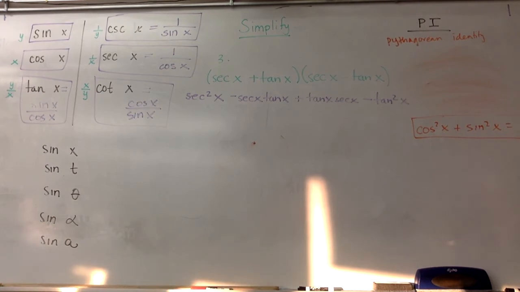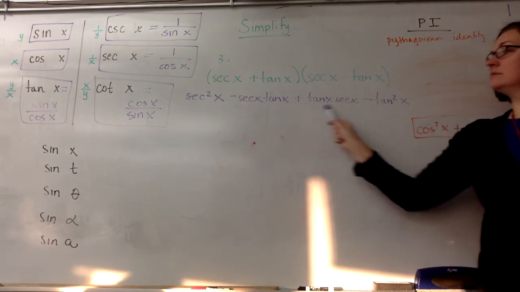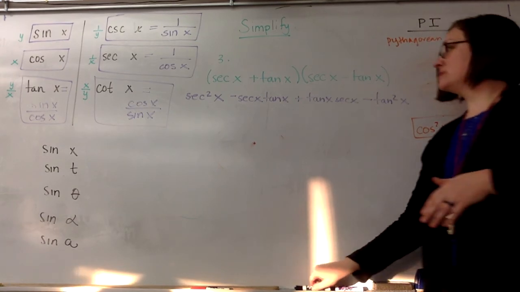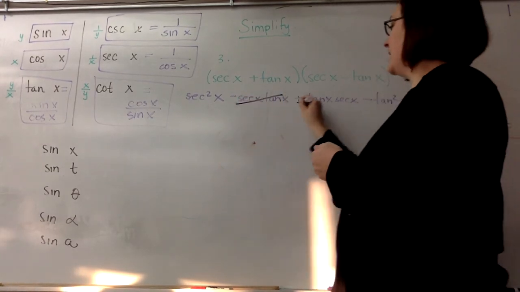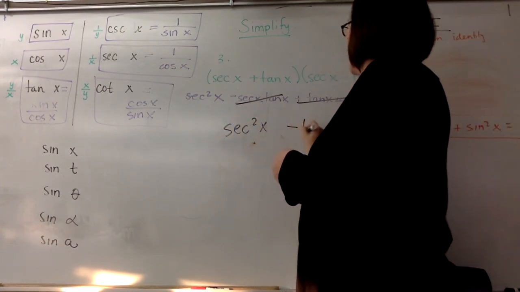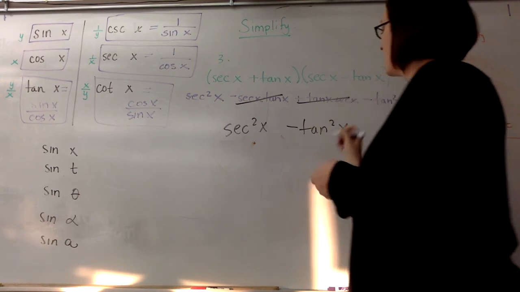Why do my middles cancel? They don't look alike. My middles are here and here. Does order matter when we multiply? No. So it's like saying negative AB plus BA. They both cancel because we can always change the order of them. So since this is multiplication, these two are going to cancel. It leaves me with secant squared x minus tangent squared x.